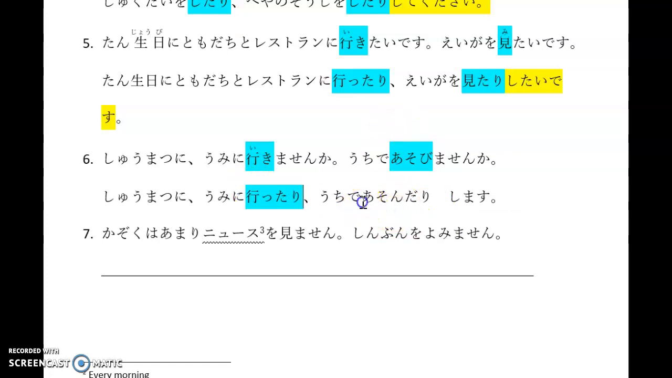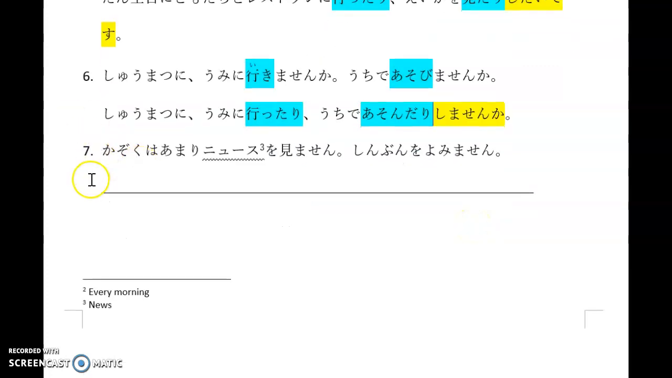行ったり 遊んだり. Now, shimasu. Going back to the original sentence, it is an invitation. You're asking a question, which ends with masen ka. So therefore, change shimasu to shimasen ka. And there you have the whole sentence. Okay? On the weekend, would you like to go to the beach or would you like to hang out at home, etc.